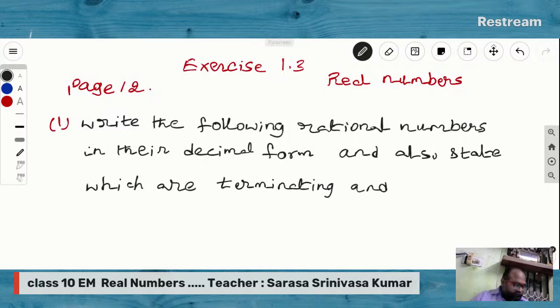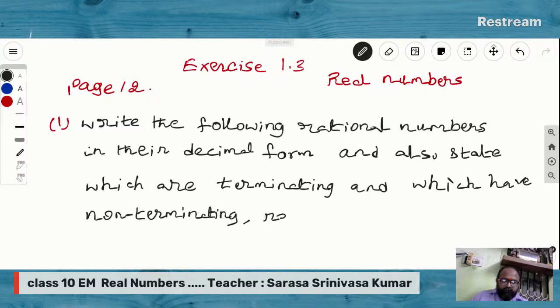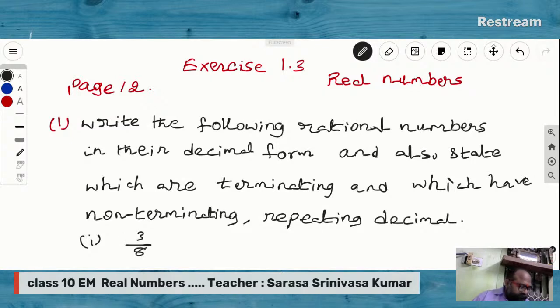and which are non-terminating repeating decimals. So the first problem is 3 by 8.